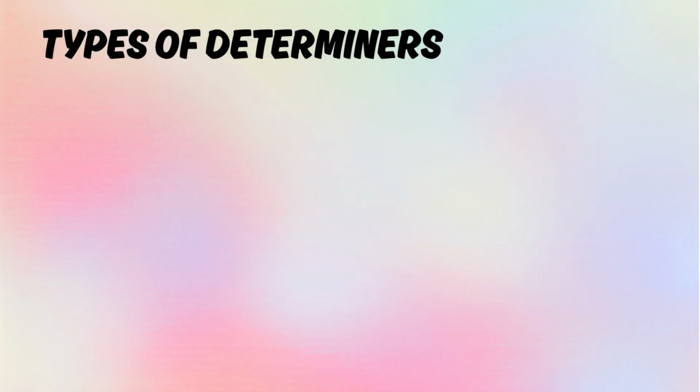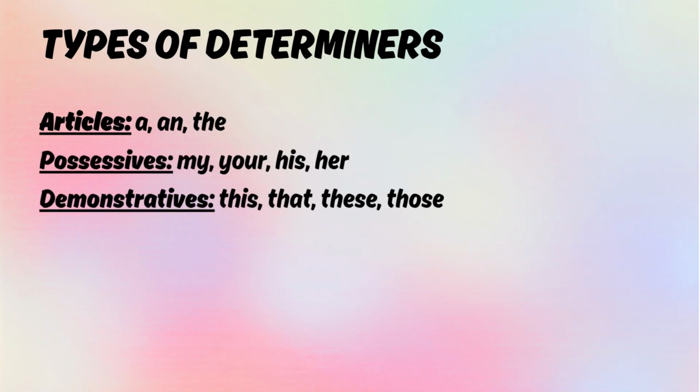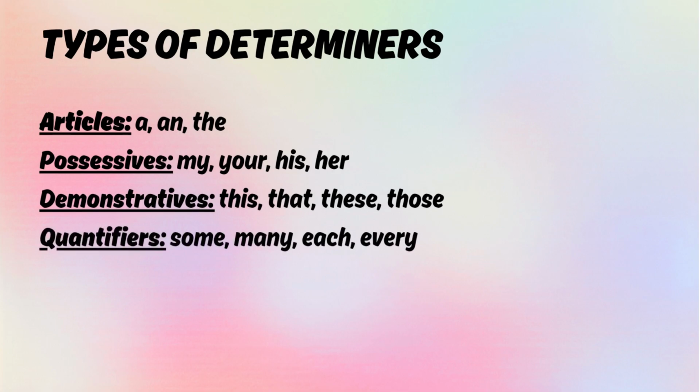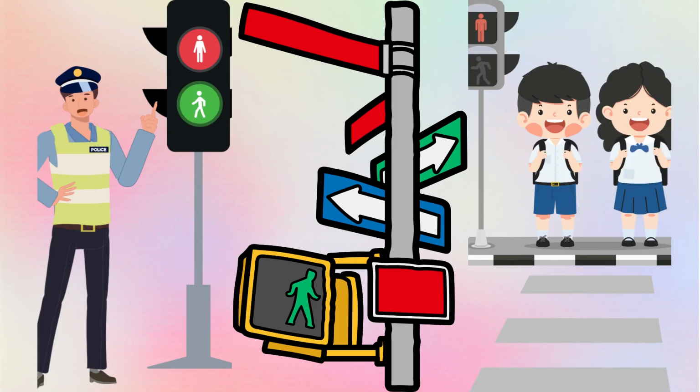Let's look at a few types of determiners. Articles. These are the most common and basic. Possessives. They show ownership. Demonstratives. These point to something. And quantifiers. These tell us how many or how much, like some, many, each, or every. So remember, the determiner is your opening signal, helping your audience know exactly what you are talking about.